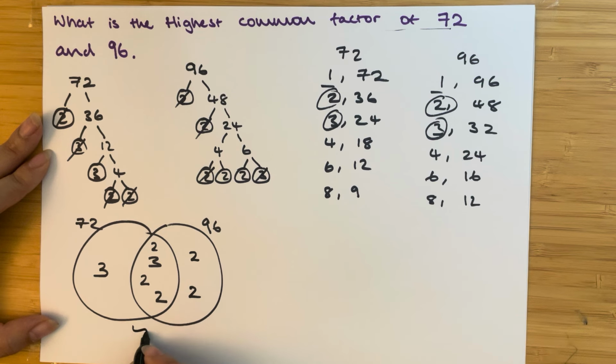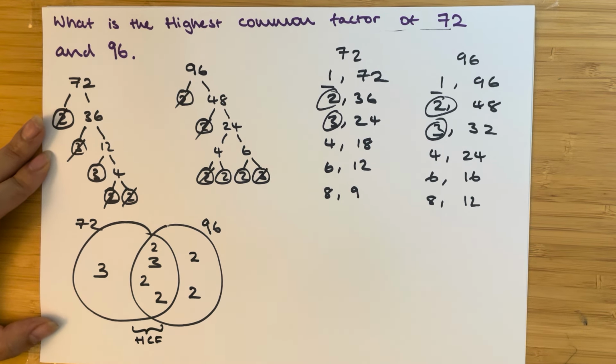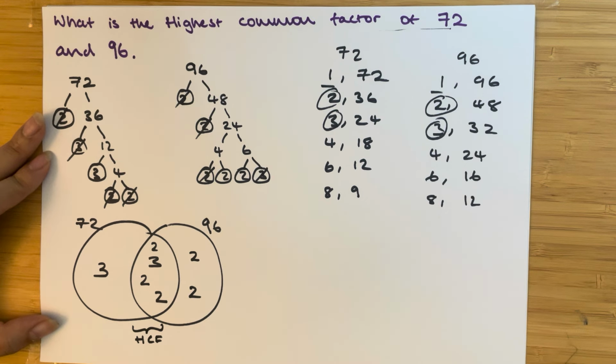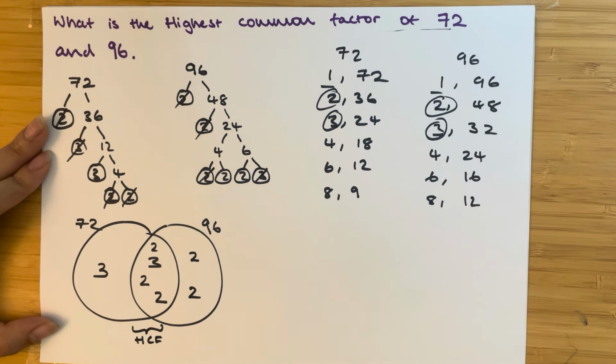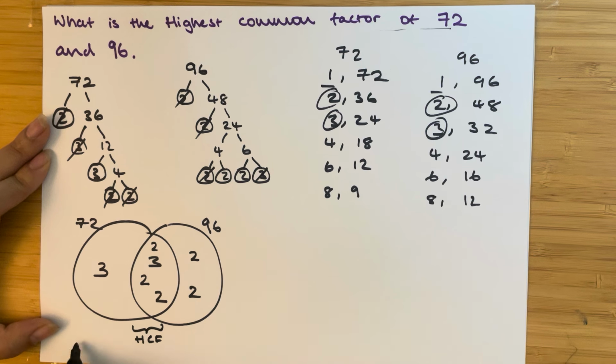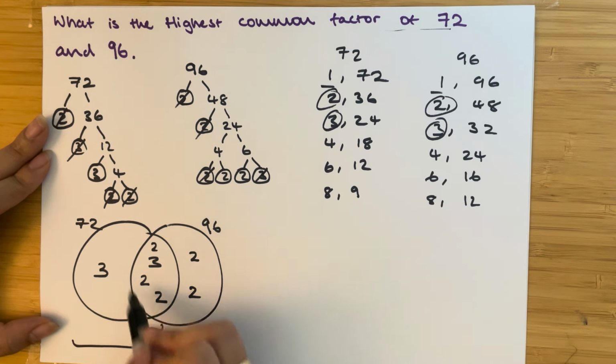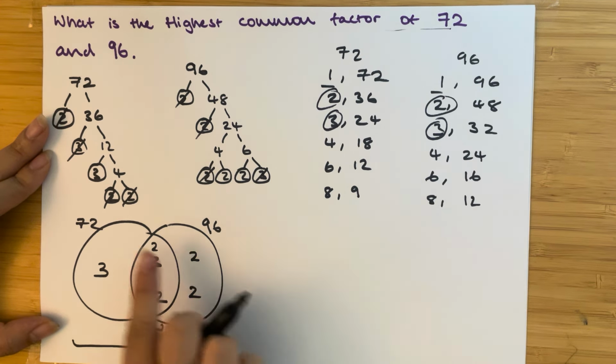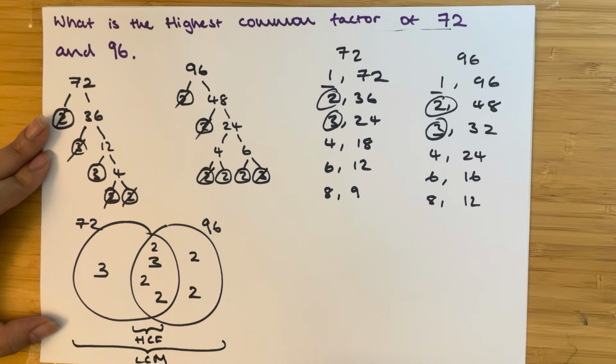Okay, so highest common factor is going to be everything in the center multiplied together. GCSE questions will also ask you for lowest common multiple, and in which case that is everything in the Venn diagram multiplied together. Not everything multiplied together, because you'll have duplicates of these, but everything in the Venn diagram. So you remember it by it being the opposite of what you think it should be.